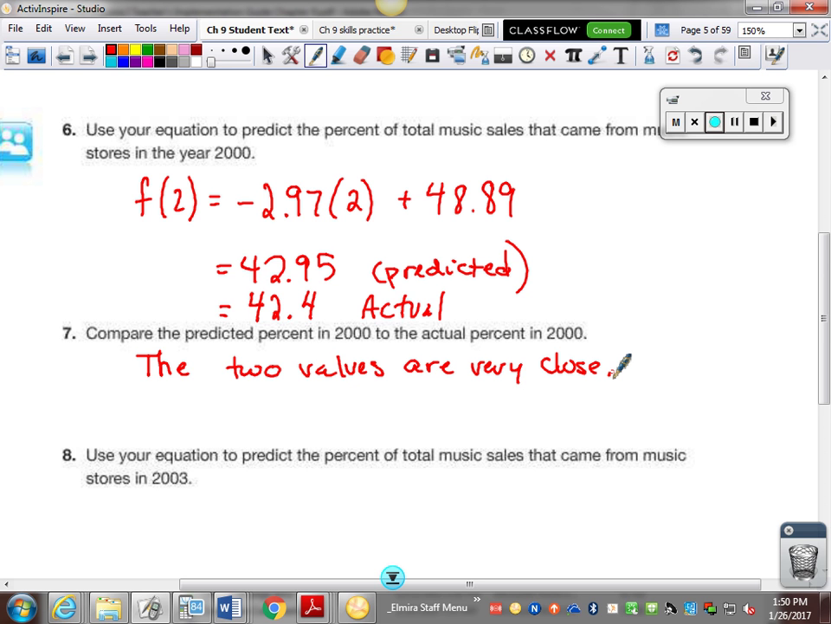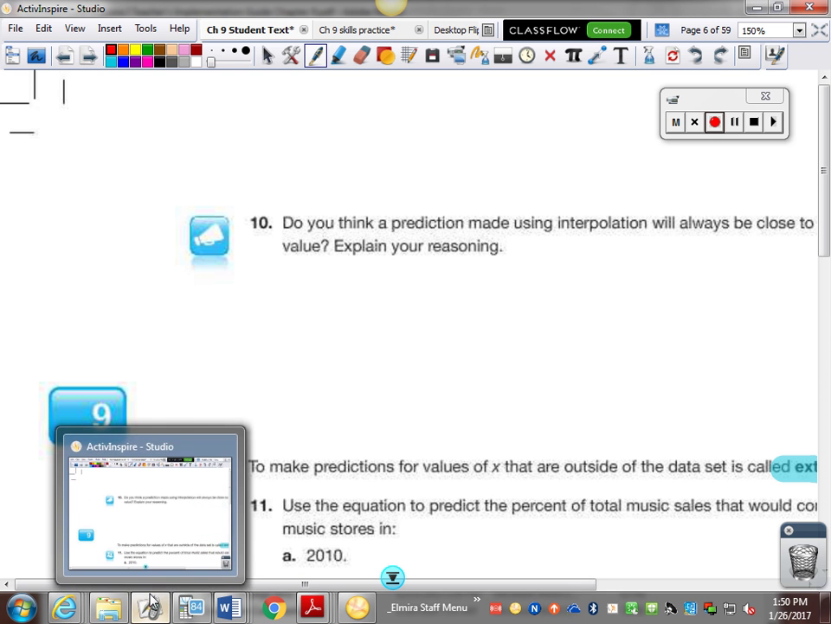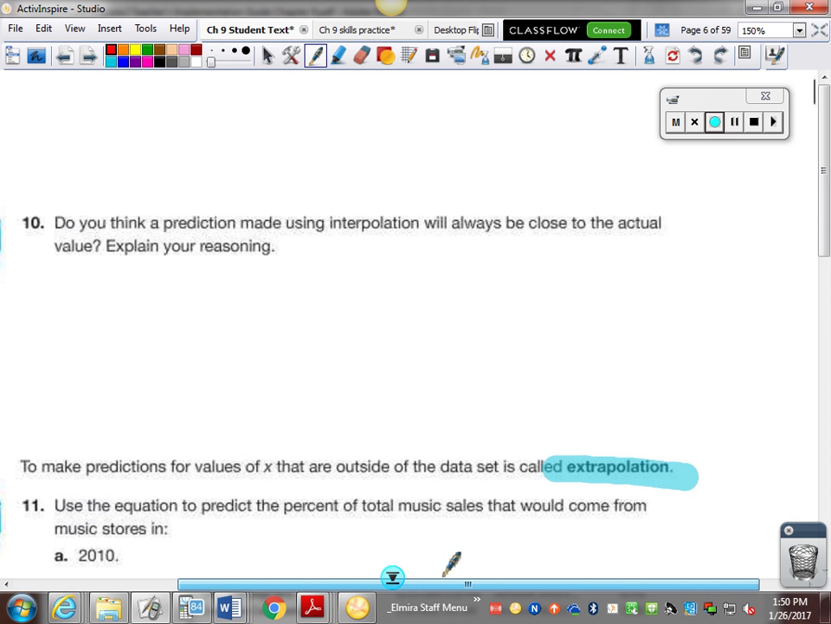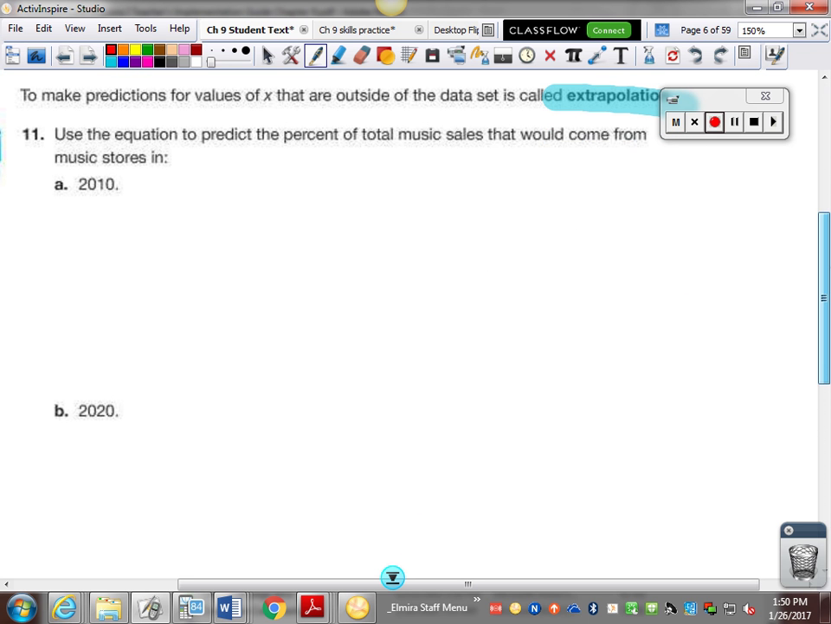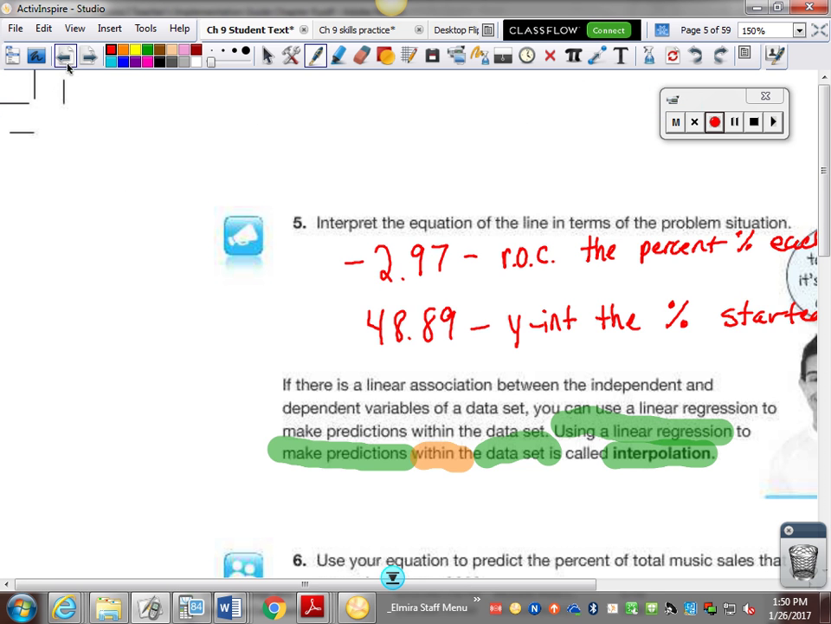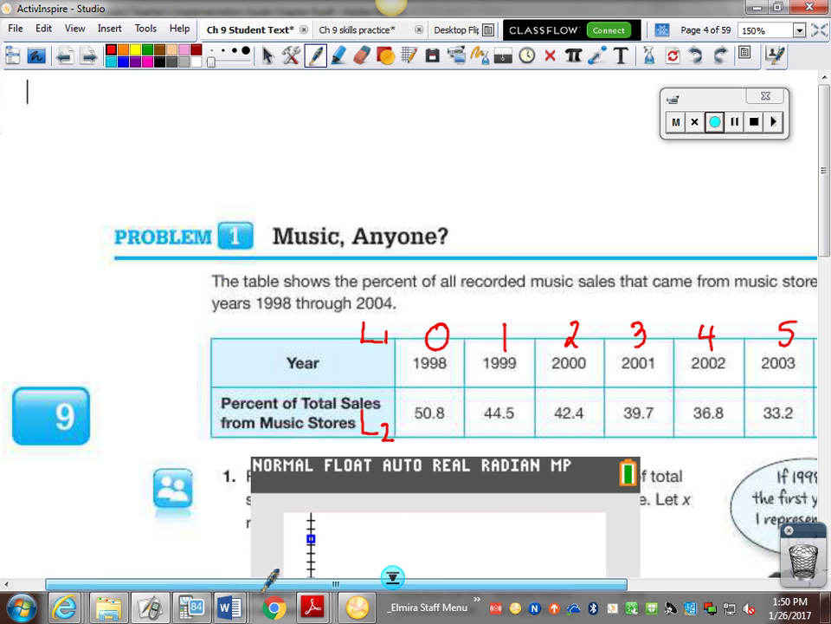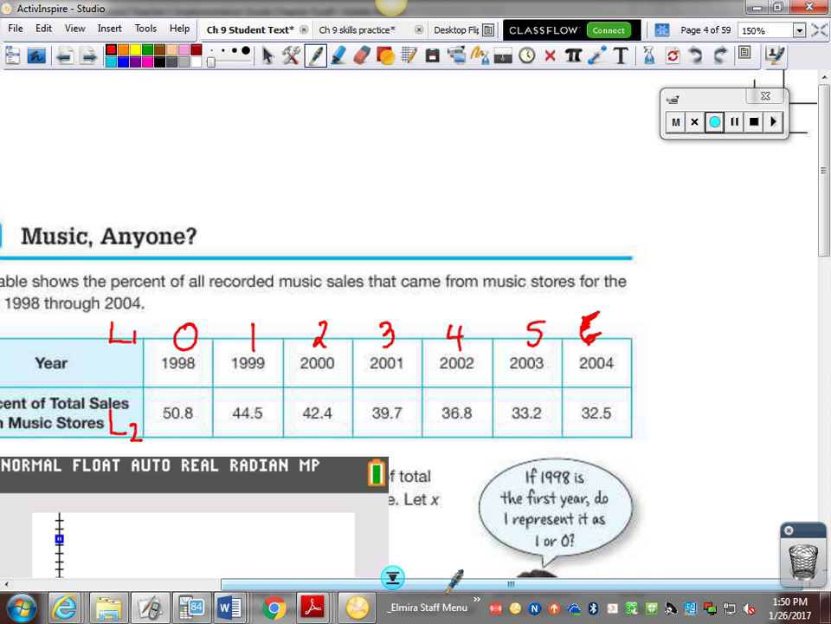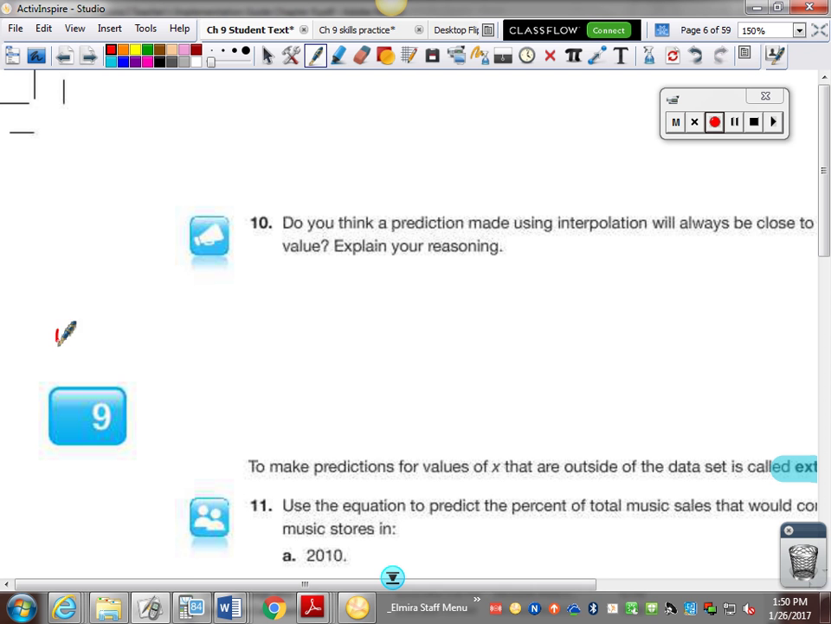Okay. Then, let's move forward and talk about extrapolation. Extrapolation is when we're going to use that equation and we don't have anything to compare it to. So this is asking about the year 2010. Well, if we go back, we got to figure out what number that would be. So 2004 would be 6. Okay, so 6 more than that would be 10. 6 plus 6 is 12. So that would be 12 years in.